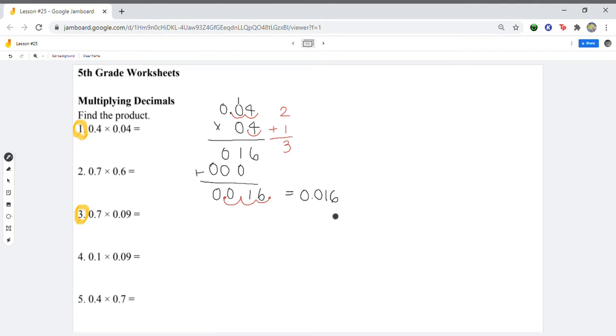0.016. So you have to add these two numbers and move the decimal accordingly in your final multiplication process. So your final answer for number 1 should be 0.016. Now that might have been confusing, so we're going to go over number 3 over here.